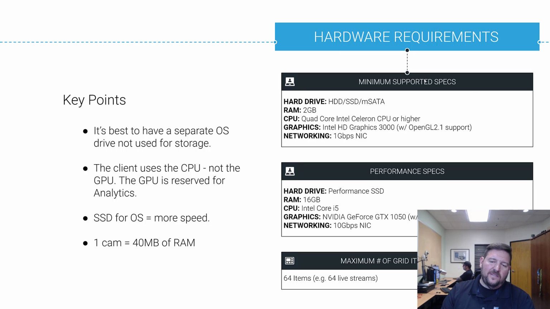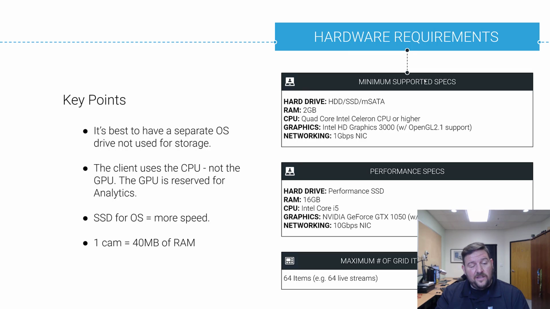Performance specs: higher end SSD, 16 gigs of RAM, Intel Core i5, a quad core or higher is generally okay. Maybe even a little higher if you can afford it, or the customer can afford it. We've got a graphics card, NVIDIA GeForce GTX 1050 with OpenGL 2.1 support. That's really for keeping the computer running quickly no matter what you're running on it.